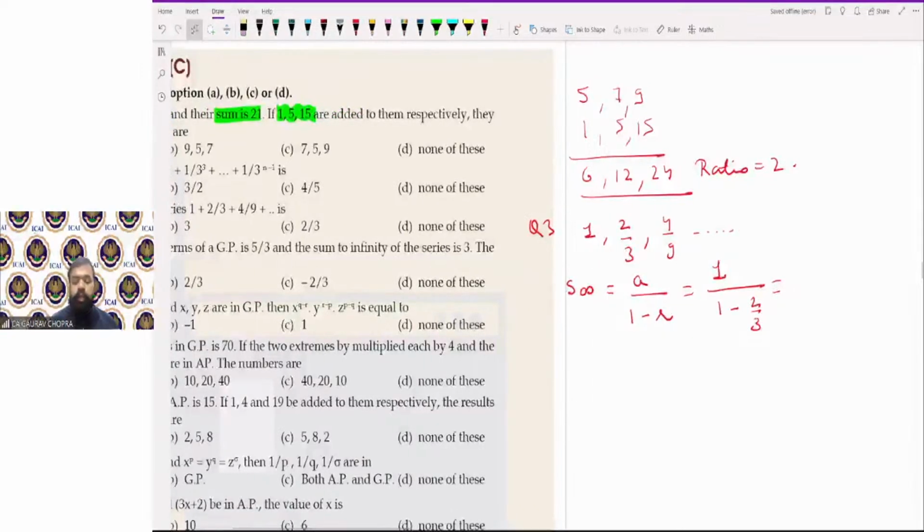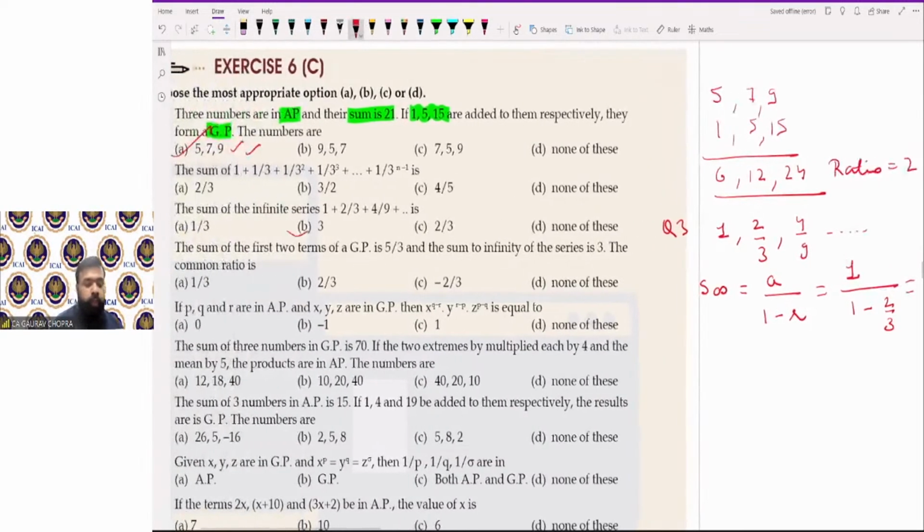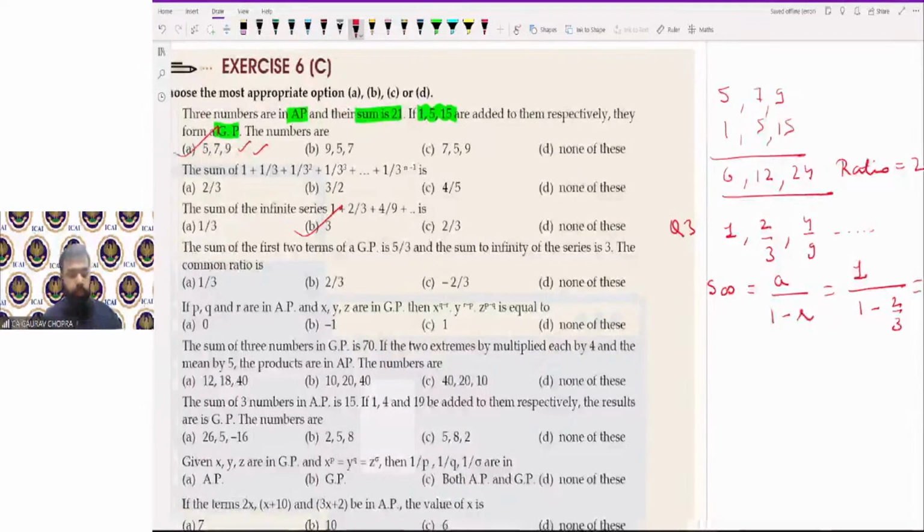So simplify. How much is your result? You are getting 3. So the sum up to infinite terms is equal to 3. Option number B. So for question number 3, you are getting your answer as B. So Kritika, Anuj, Manya, everyone has given the correct answer. That's perfect.